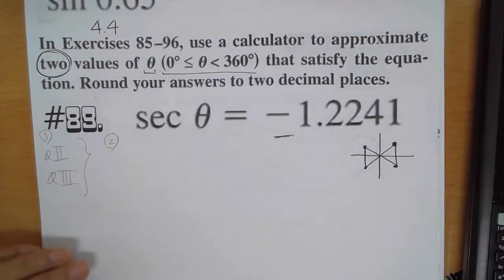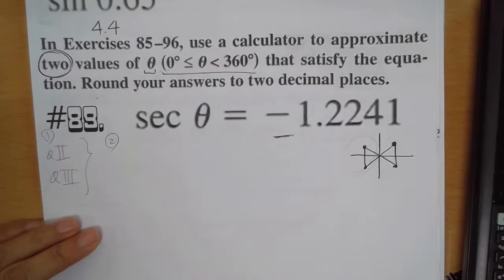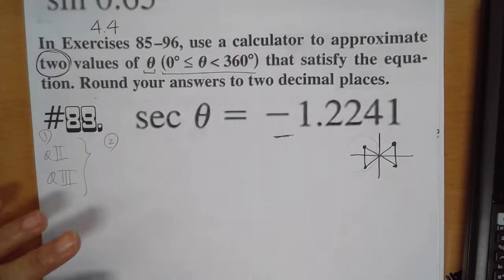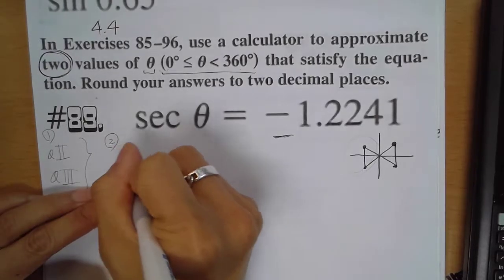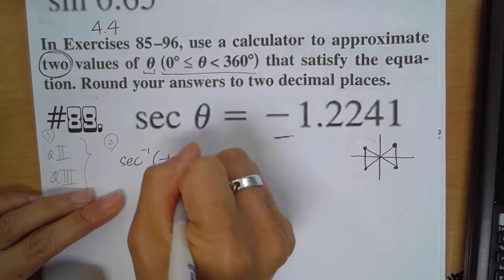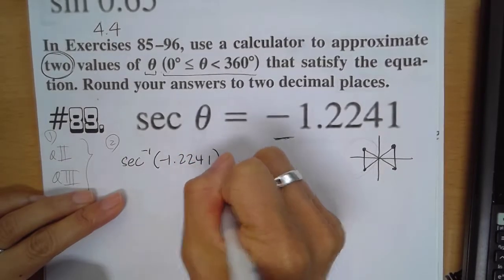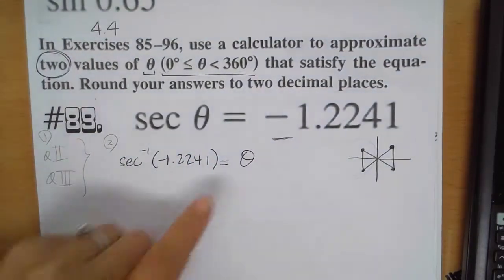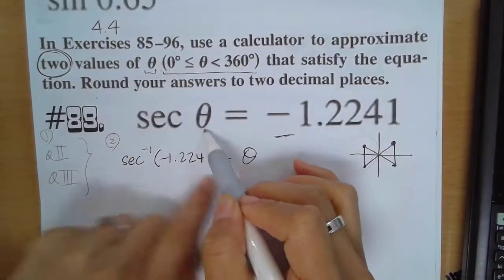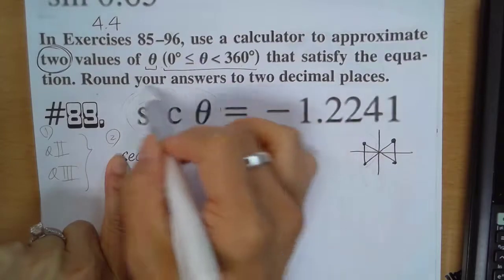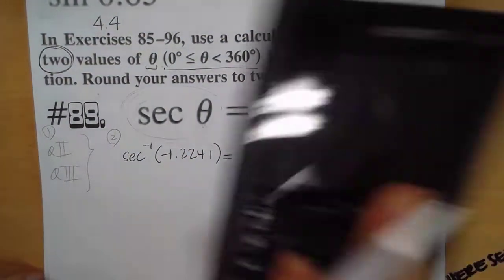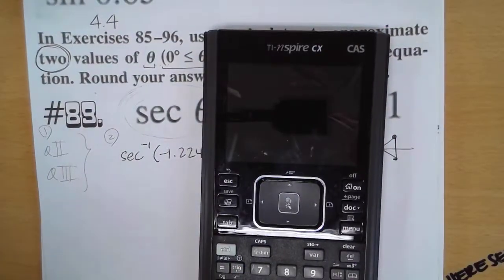Number 2, let's use our calculator. You have to show me this work when you're working in class on any problems like this. So you're going to do secant inverse of negative 1.2241. What does that equal in terms of angle? You're looking for the angle, you're given the ratio. You take the sine, cosine, tangent of an angle, and you find the ratio. So let's do that in our calculators.